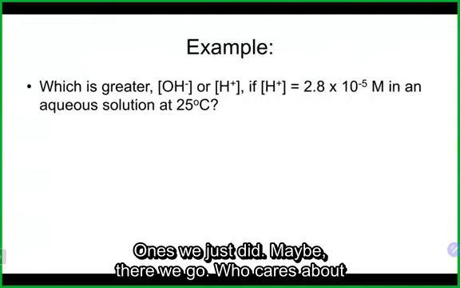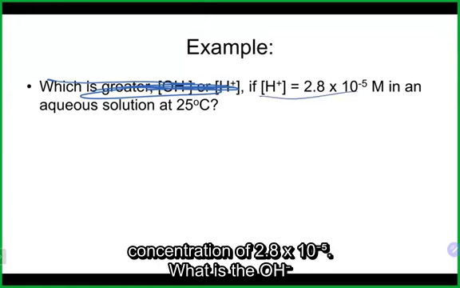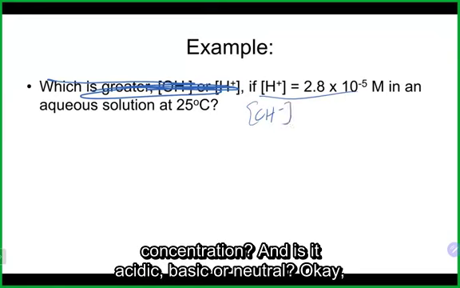Who cares about what the question asks? Let's just say we have an H plus concentration of 2.8 times 10 to the minus 5. What is the OH minus concentration? And is it acidic, basic, or neutral?